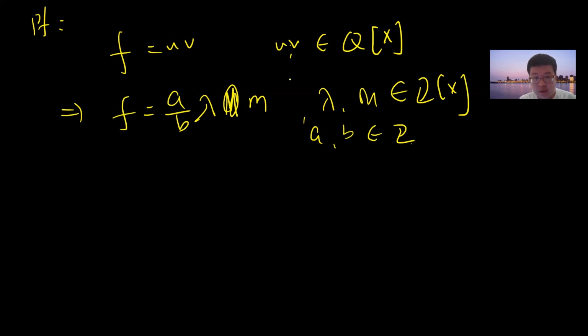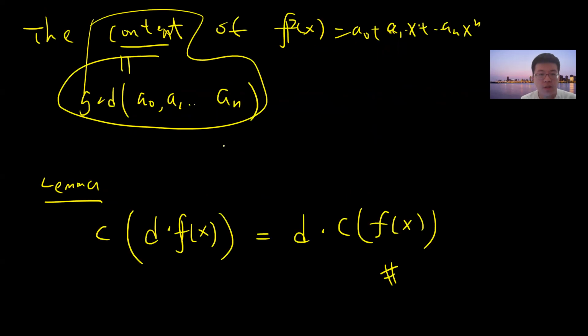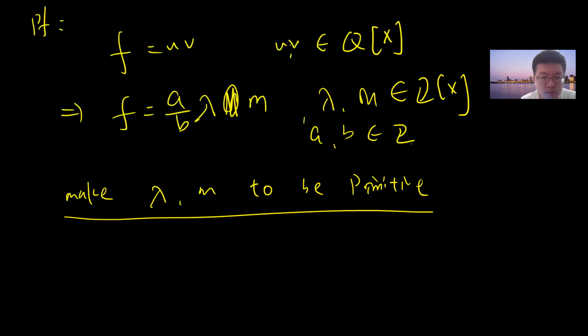But I can clean all the coefficients, so I can make lambda and mu primitive. The reason is that if the content is not 1, then I can just pull all the coefficients into a. So I can make all the coefficients of lambda and mu primitive. But by our original lemma, if two polynomials are primitive, their product must be primitive. So lambda mu is primitive.